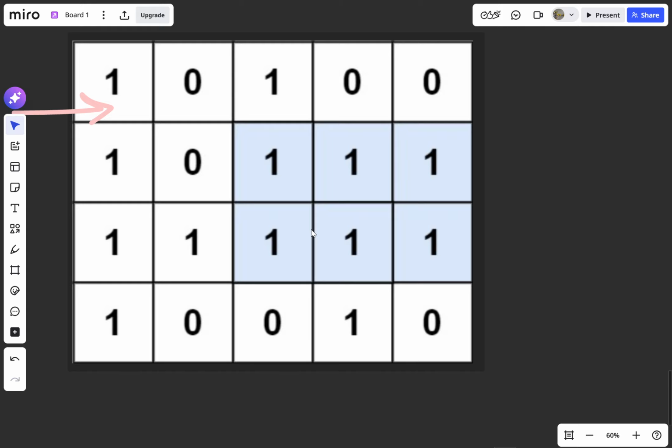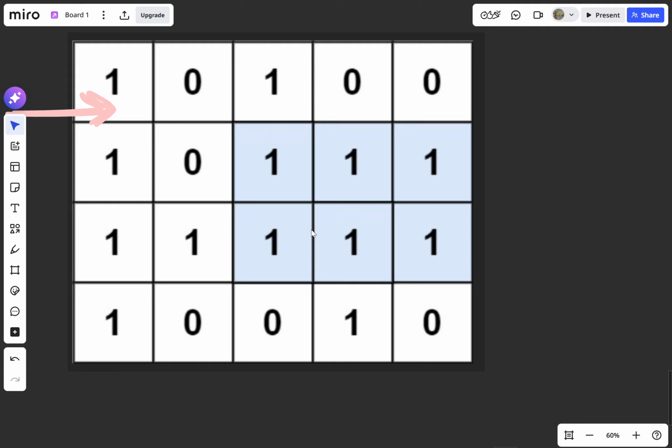Now here we will traverse from left to right, row wise. If you have watched my previous video, which is based on the maximum histogram, this is similar to that problem only.